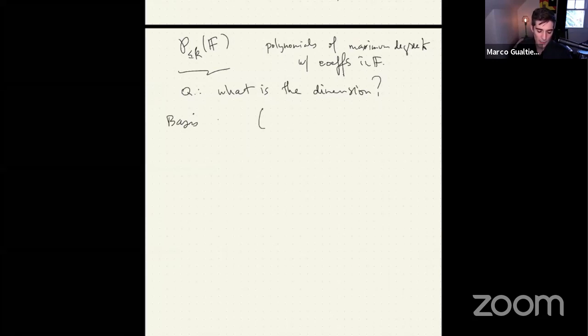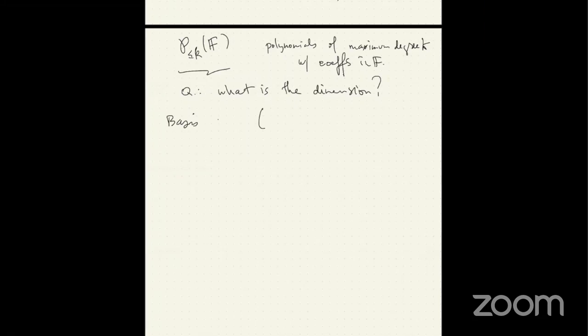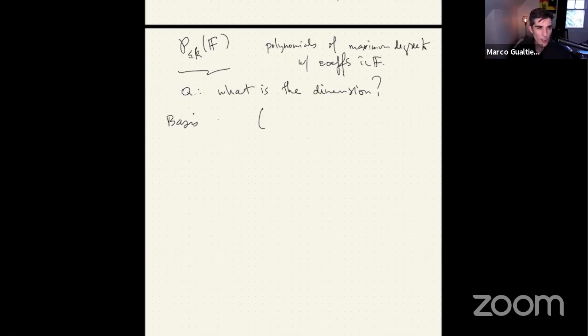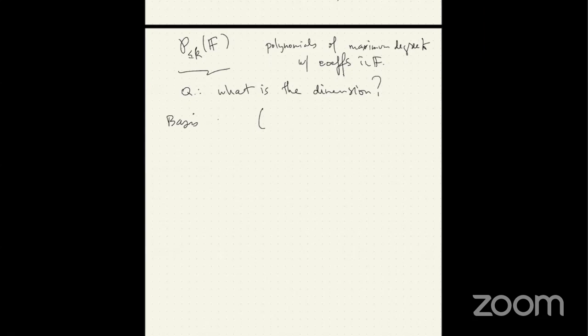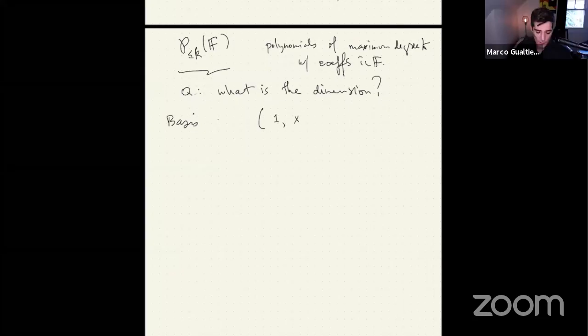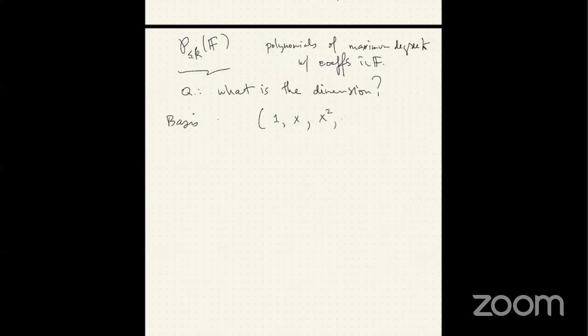A basis should be a list of vectors which span the space and which are linearly independent. So give me a list of polynomials which span the polynomials of degree less than or equal to k. So 1, I guess, x. That's another, yeah. And then x to the power of 2. And then you keep going till you reach x to the power of k.